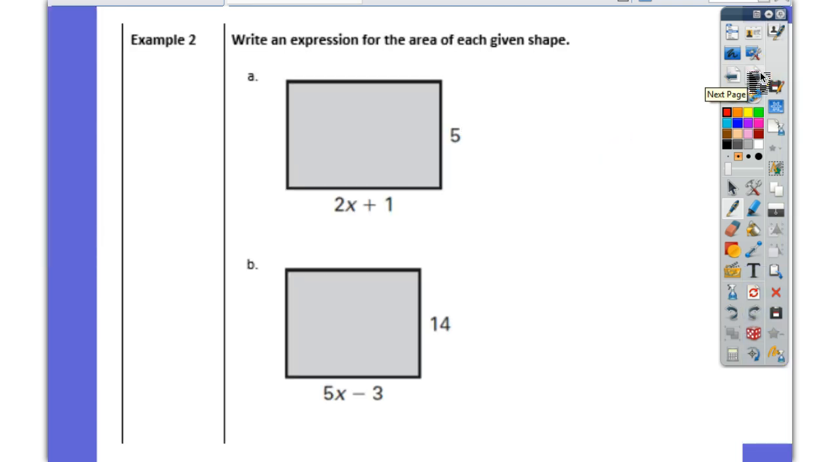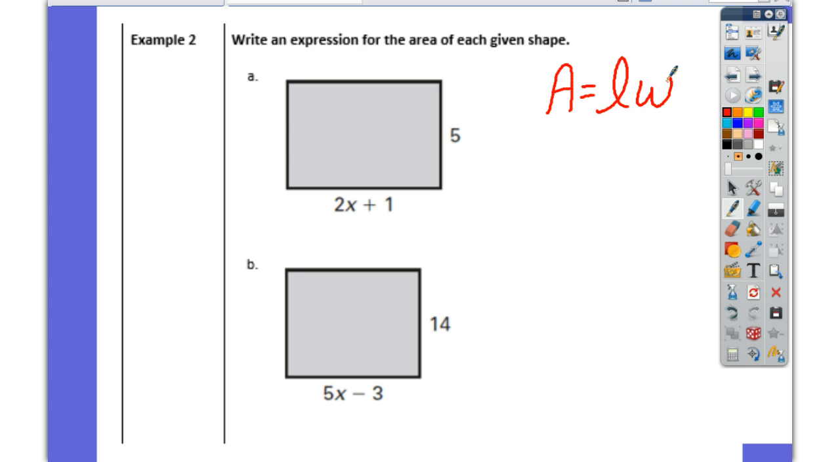All right, now we're going to apply what we just learned to area. How do you find the area of a rectangle or a square or whatever it might be? Area of a rectangle. Area equals length times width. Now it doesn't matter, one of these is the length, one of these is the width. It's length times width.